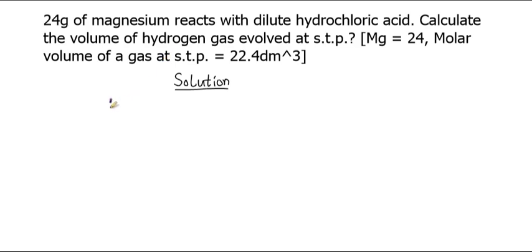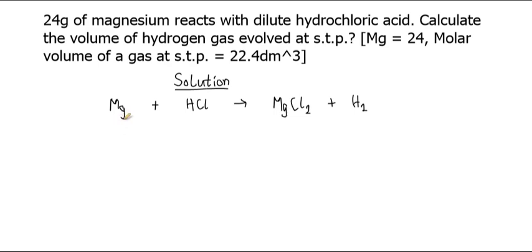magnesium reacting with hydrochloric acid, that's HCl, to give magnesium chloride, that's MgCl2, plus hydrogen gas. Now we've written out the equation, but the equation is not balanced yet, so we'll be balancing the chemical equation.